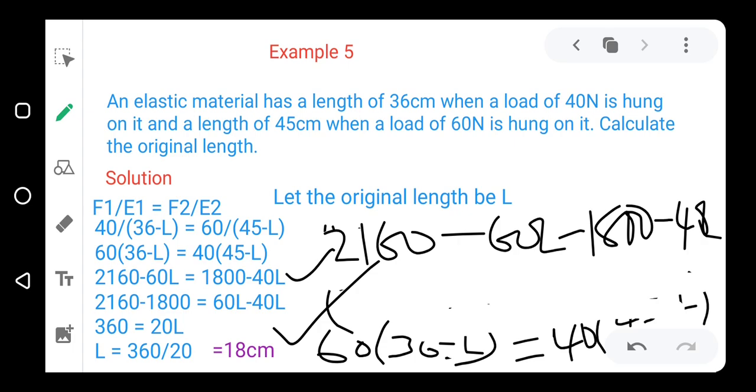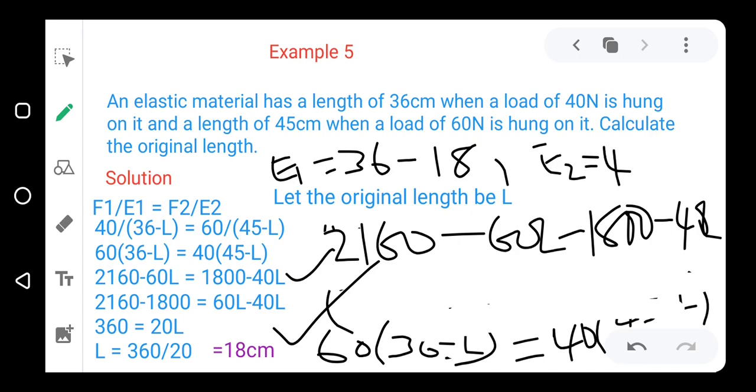If we want to get any of the extensions, for the first one, the extension there is 36 minus 18. That will give us E1, assuming that we want to get it. They did not ask us to get it here, but assuming we want to, the first extension is equal to 36 minus the original length, which is 18, while E2 is equal to 45 minus 18. So this is how to solve this, and I believe that this is very, very simple. Thank you.